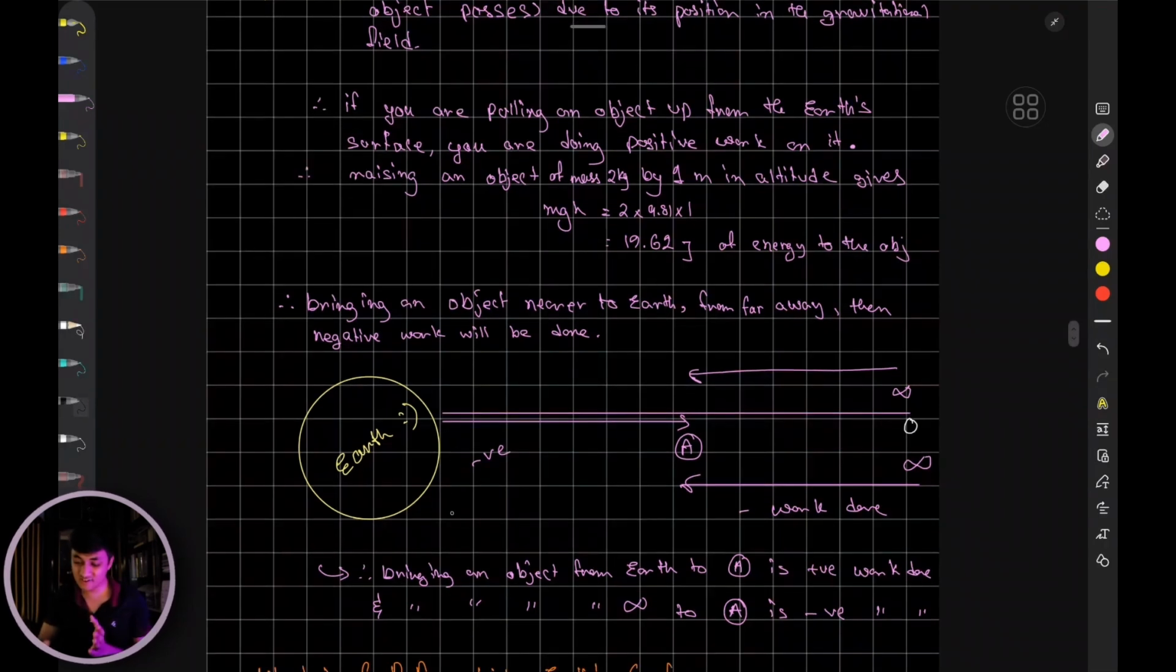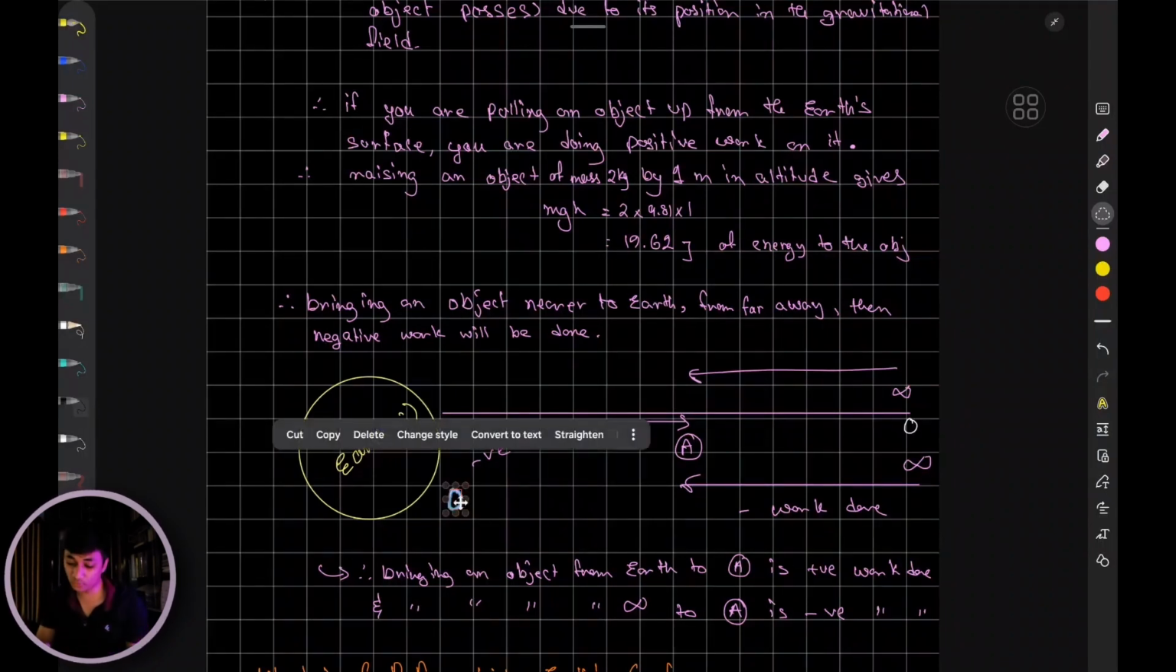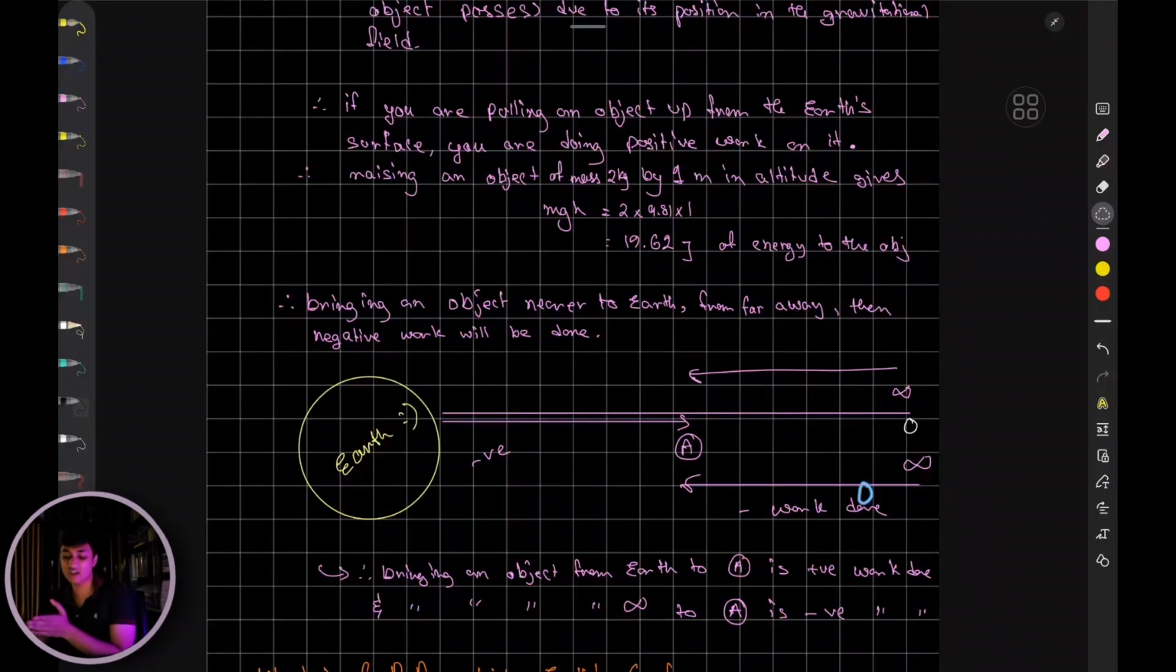So now, again, from near the surface, if you want to push it away, you will provide energy and increase it to 0. And from infinity, if it comes closer to the surface, that means it's losing its energy. So from 0, it goes to a highly negative value near the surface. Therefore, the first thing we have understood here is at infinity, the gravitational potential energy is 0. Near the surface, the gravitational potential energy is negative.